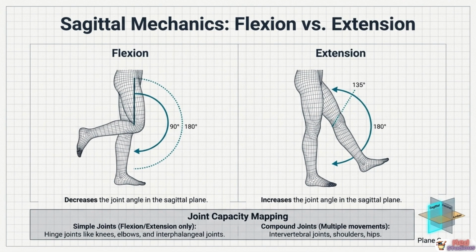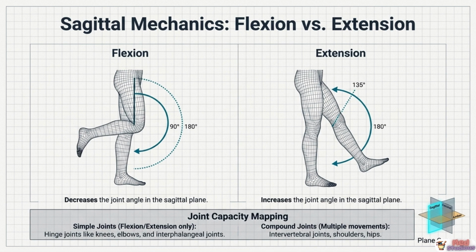The most common movements you will encounter in anatomy are flexion and extension, and both occur in the sagittal plane. Flexion is the movement that decreases the angle between two body segments at a joint. When you bend your knee to lift your foot off the floor, that closing of the joint angle from 180 degrees toward 90 degrees is flexion. Extension is the opposite. It increases the joint angle, straightening the limb back out toward or beyond baseline.